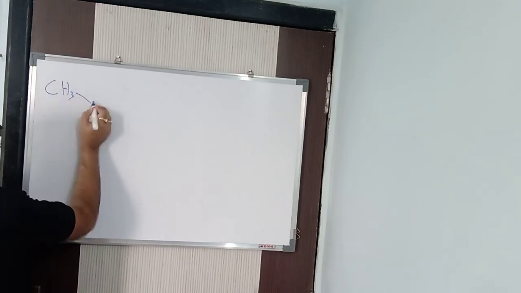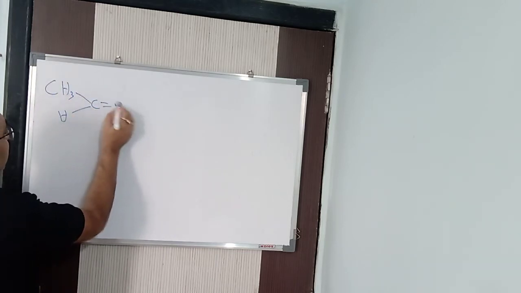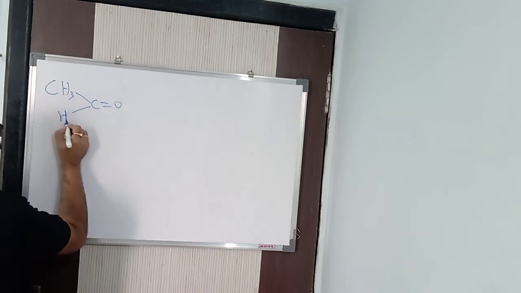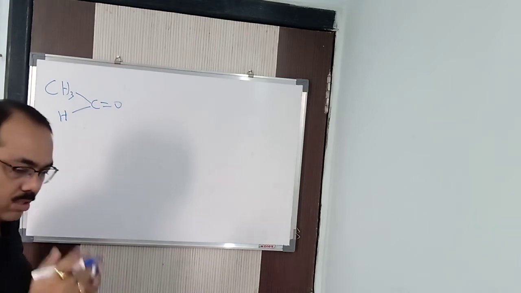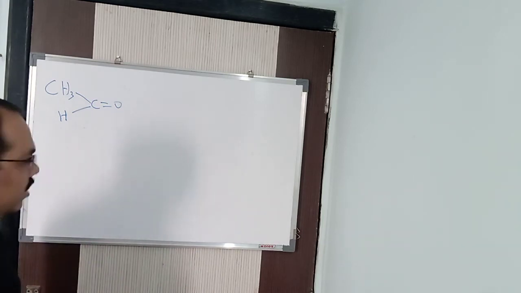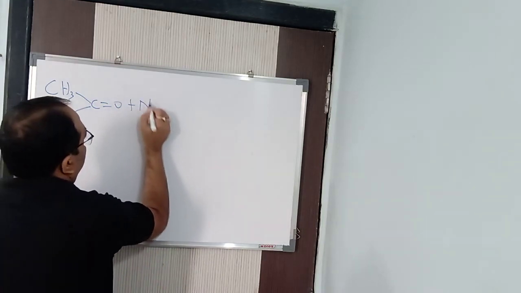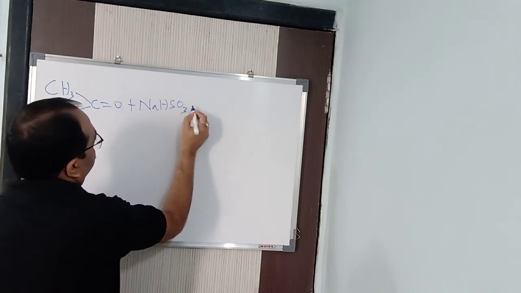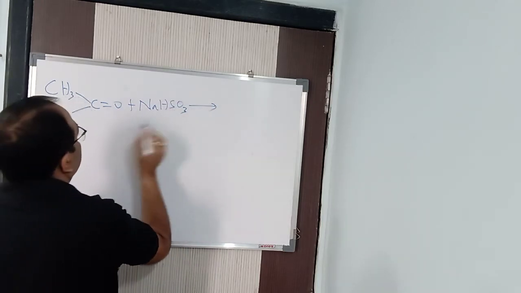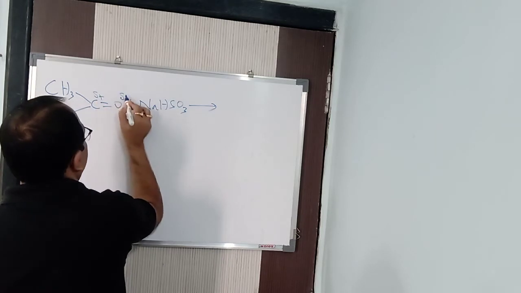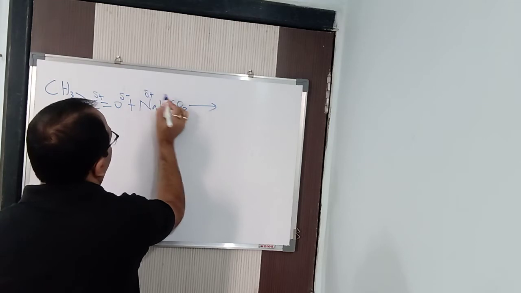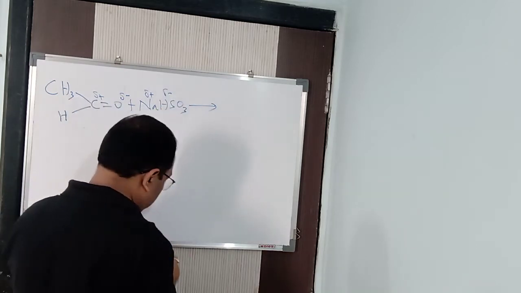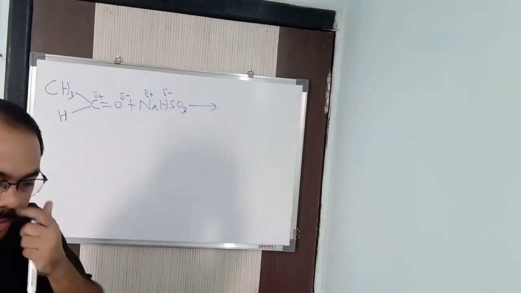Now look here, we are having CH3CHO. See, always I am writing it in this way, so that I remember it is sp2 hybridized, trigonal planar and all those things. So always try to write the reaction in this way, and it's easy also. Now NaHSO3. What will happen here? Na is positive and HSO3 is negative, isn't it? So in this way the reaction is going to take place.